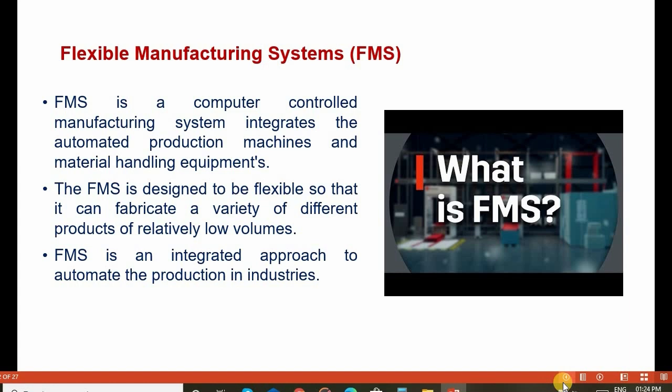Flexible manufacturing system is denoted as FMS. FMS is basically a computer controlled manufacturing system which helps to integrate the automated production machines with material handling equipments, so that the machines and equipments are integrated through the computer controlled manufacturing system. This is called a flexible manufacturing system.